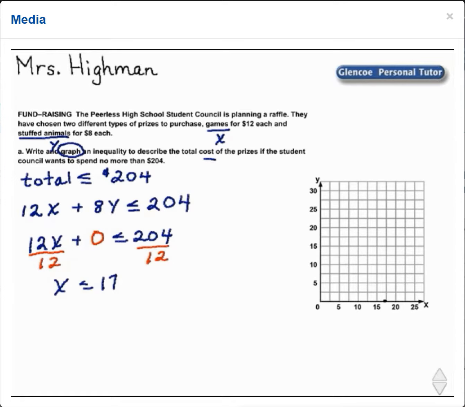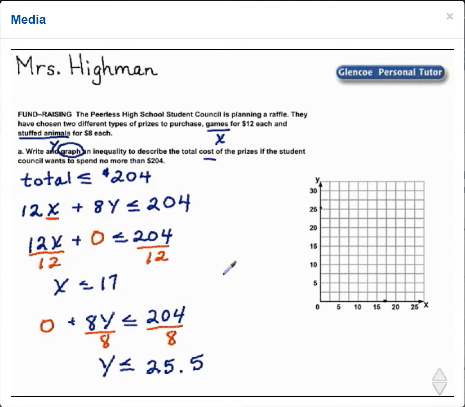And let's do the same with the y-intercept. This time we need to put 0 in for x. So if we put 0 in here for x, 12 times 0 is going to be 0, plus 8y. We have 204. This time we'll divide by 8 on both sides. And we will get 25.5. So that's our y-intercept. We'll put it right up here, just right above 25.